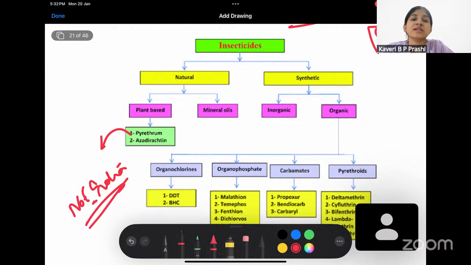Next, coming to the other one, we have certain mineral oils that can act as an insecticide used to kill insects. So always remember that oils are the enemy of insects.